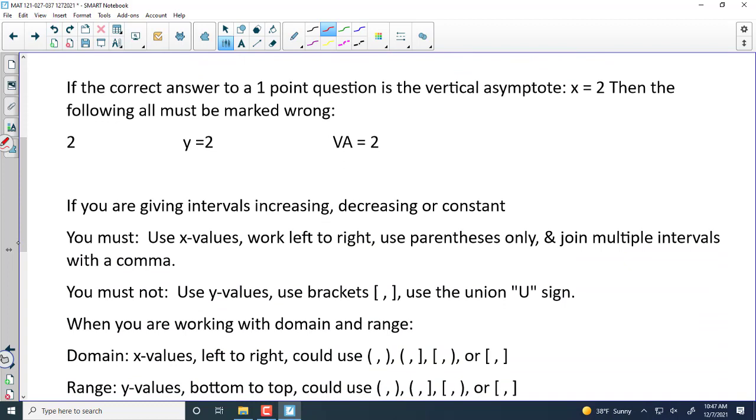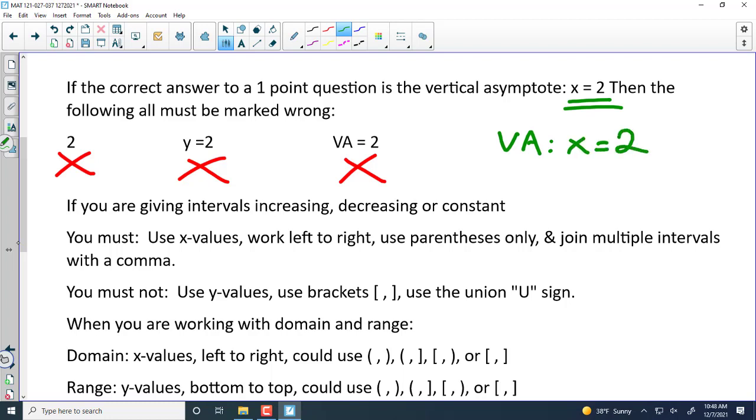If the correct answer to a 1-point question, if it's asking for a vertical asymptote, and this is the correct answer, x equals 2, and it was asking for the equation of the vertical asymptote, then it is not enough just to say 2. That's not an equation. You can't say y equals 2, because that'd be a horizontal asymptote. And you can't say VA equals 2, because that's not an equation. And even though with this one I know exactly what you mean, that's not how we write an equation of a vertical line. With a vertical line, you could say this would be all right. But you do need that x equals 2 in there.